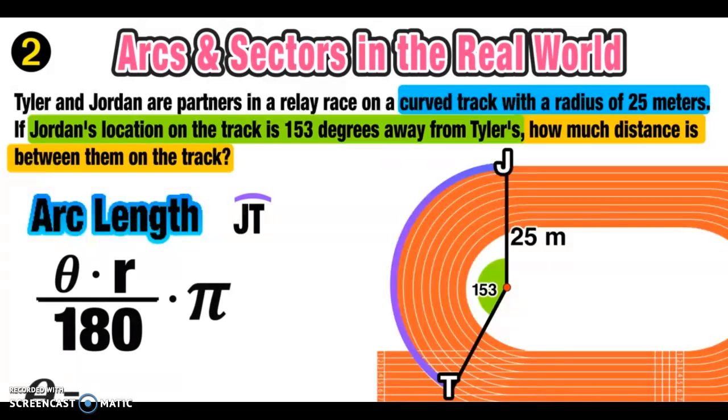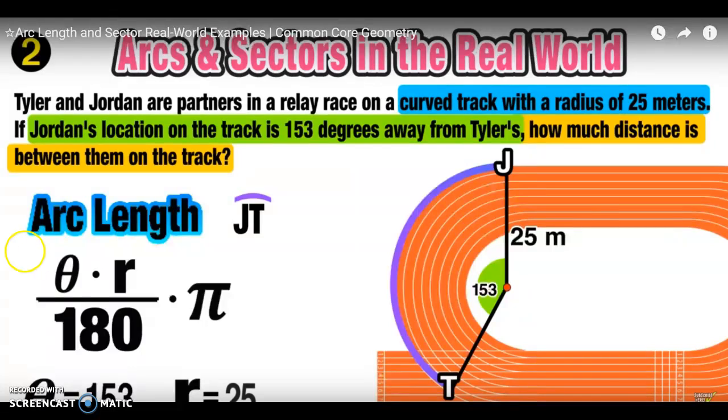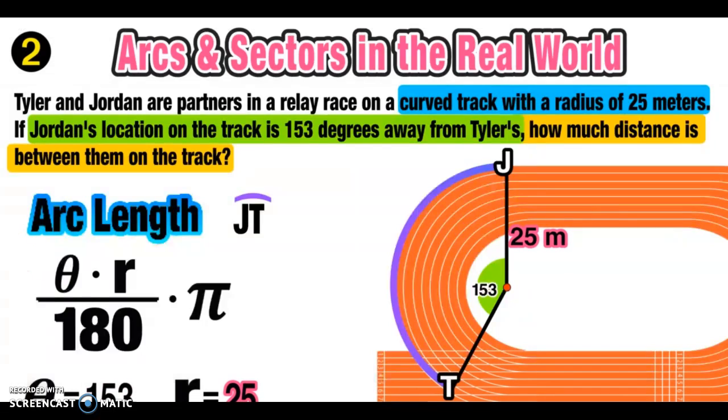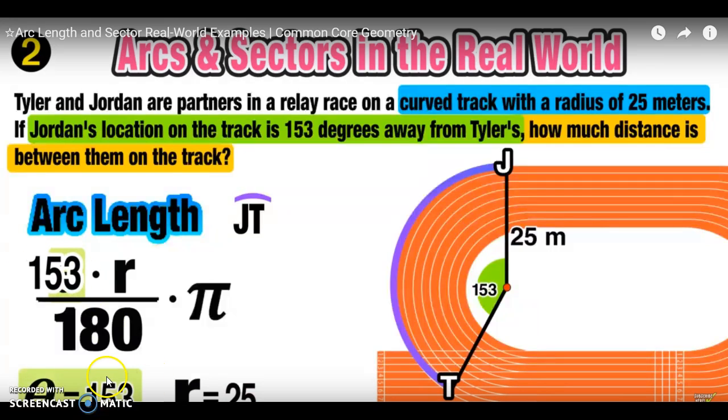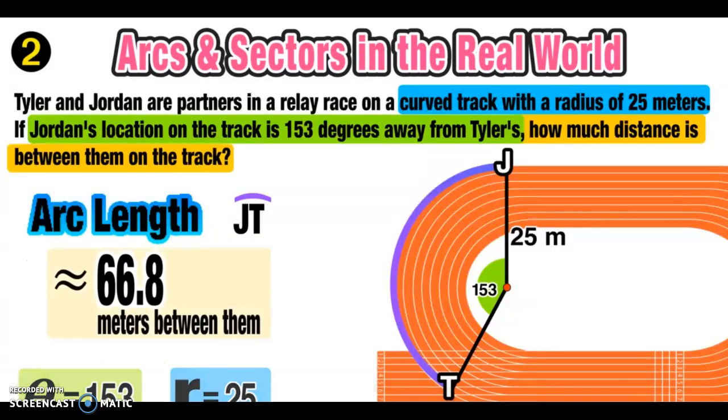For the arc length formula, again we just need two pieces of information. We need the measure of theta, the central angle, which we know is 153, and we need the length of the radius, which we know is just 25. So again, just substitute those values into the formula.